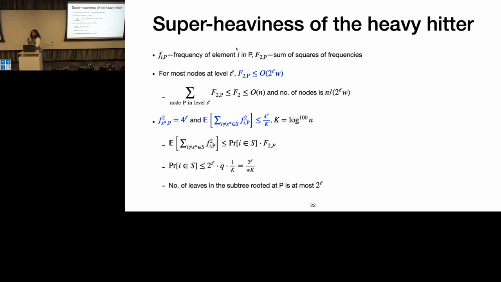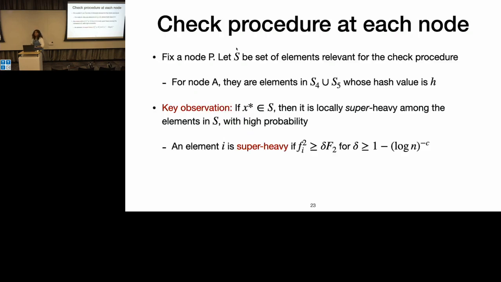Sorry that it's a little bit technical. If none of this makes sense, don't worry. Just remember that the property that we wanted is that the heavy hitter is going to be super heavy among this set of elements that we're going to look into. And so we want to design an algorithm, a check procedure, for these super heavy elements. The previous slide was just a justification, if you were interested, for why the heavy hitter is super heavy. That's it.